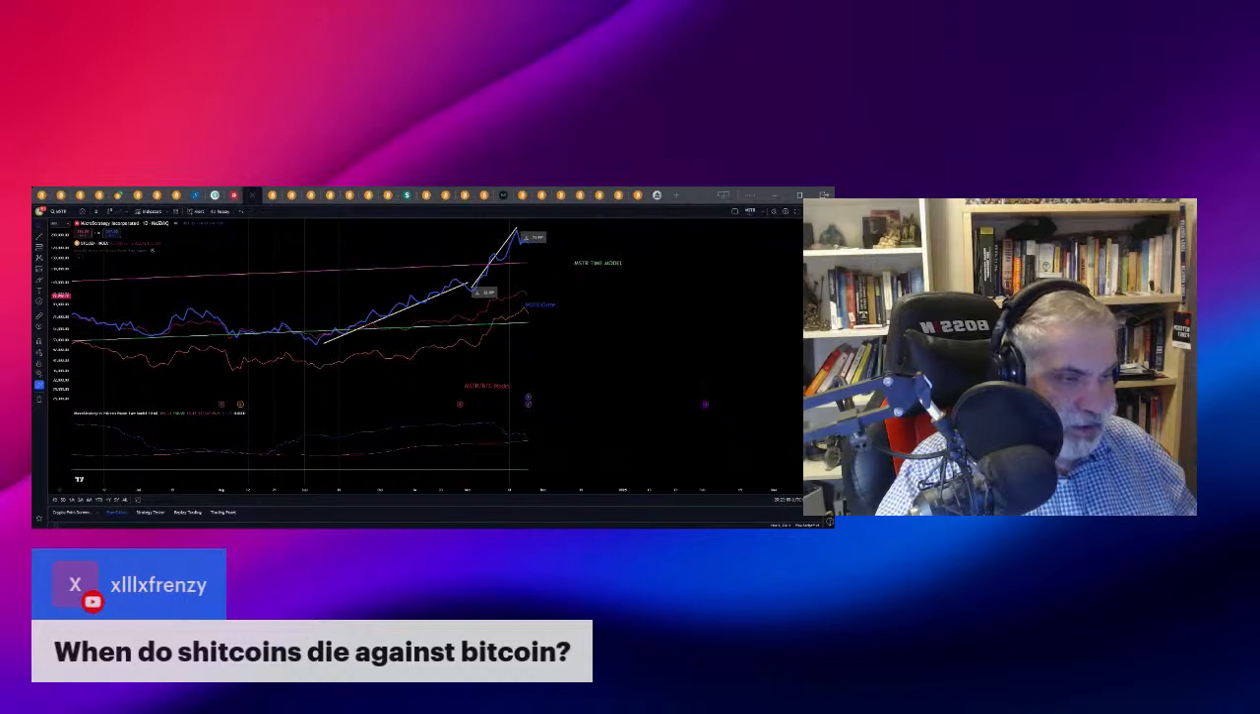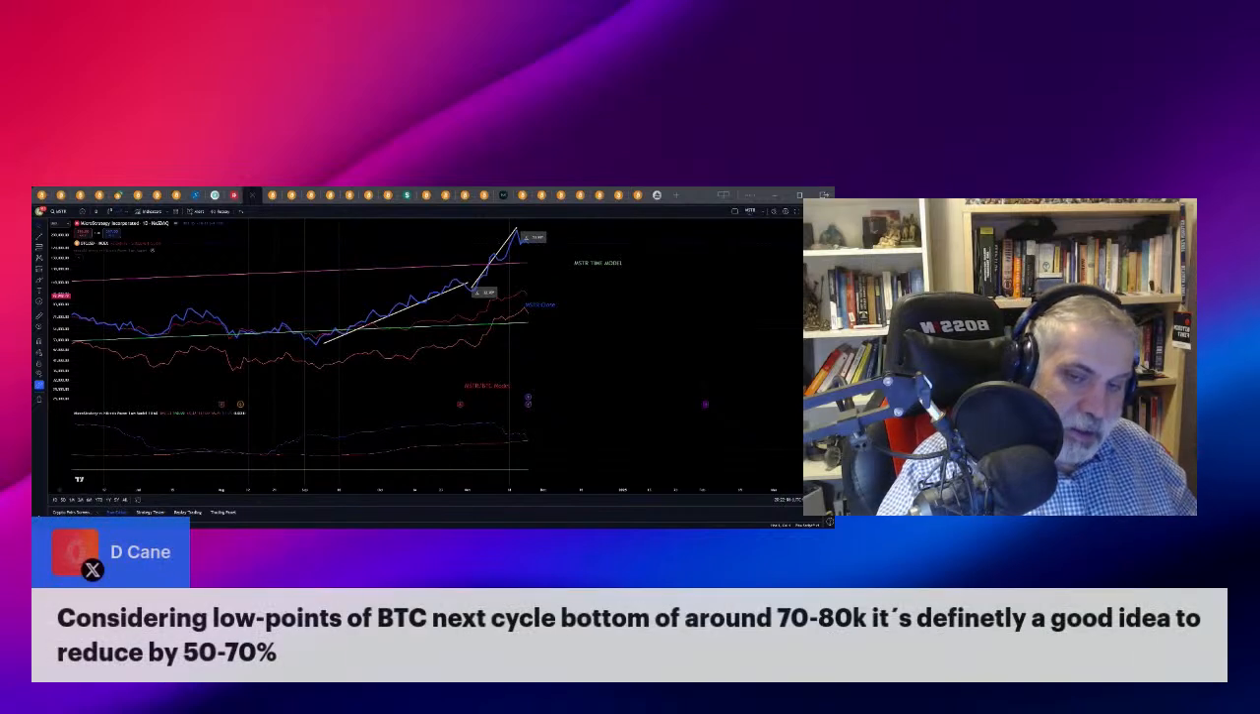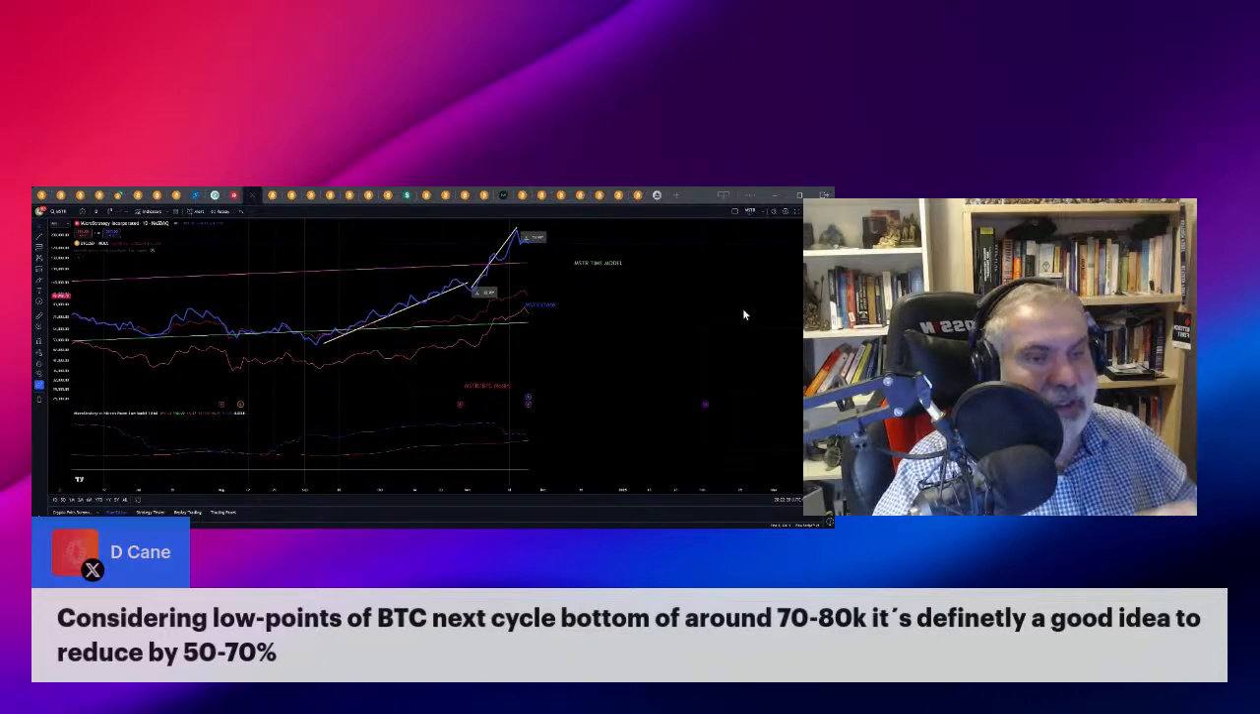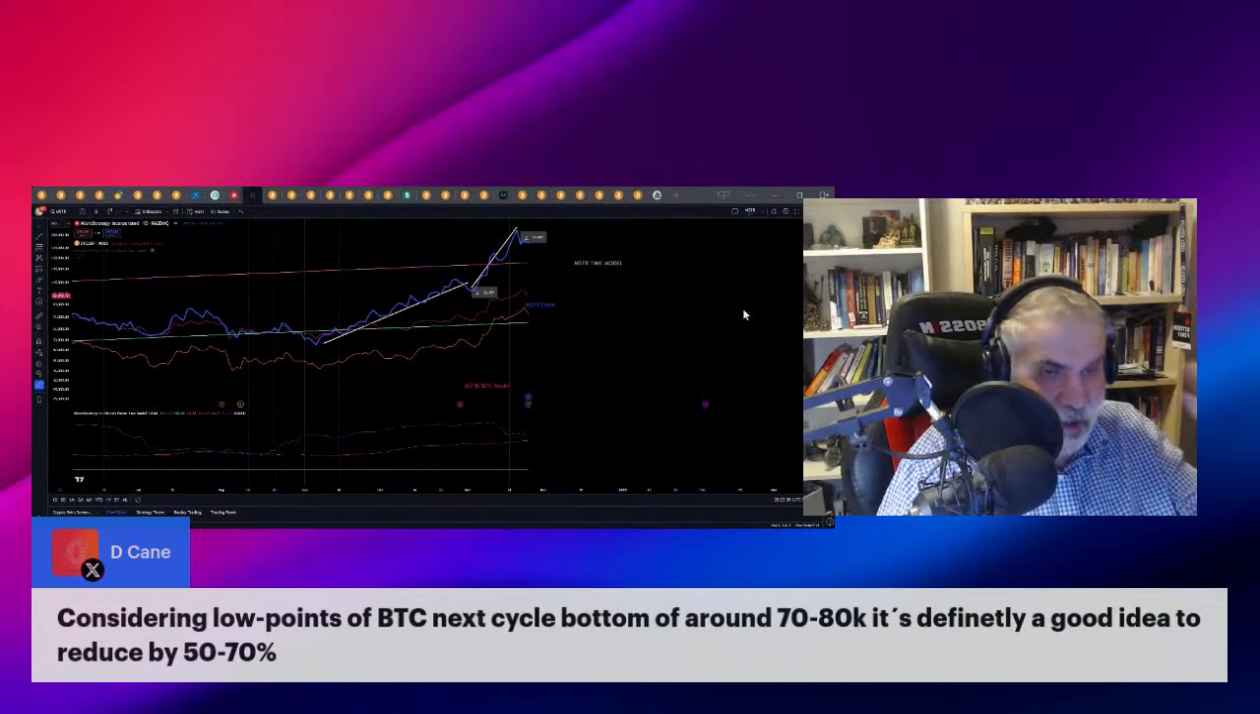Considering low points of BTC next cycle bottom. Okay, let's highlight this question. Considering low points of BTC next cycle bottom around 70, 80, it's definitely a good idea to reduce. Yeah, exactly. So right now, my suggestion is this, right? It's not a dogma. I'm not trying to convince anybody. I'm not trying to hurt anybody. It's the opposite. I'm trying to help people. I want us to help each other, right? We are helping each other. We are reasoning and thinking and trying to be as logical as possible about these things. Emotions are going to be there. We are going to contain them, right?